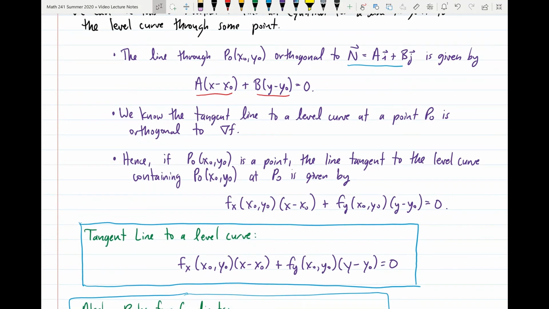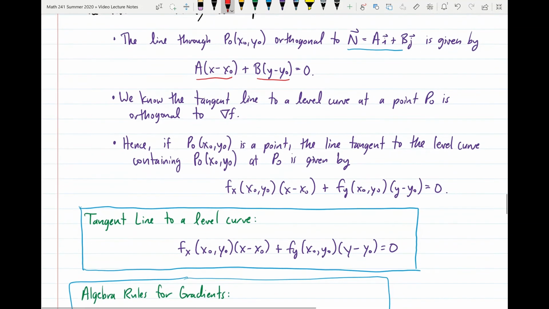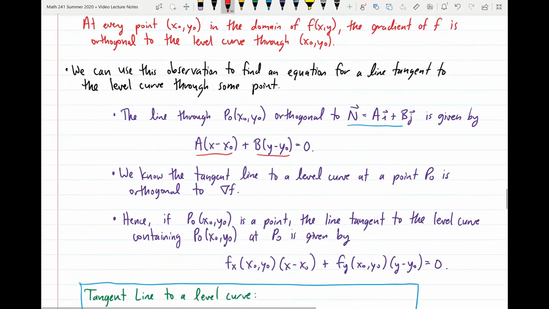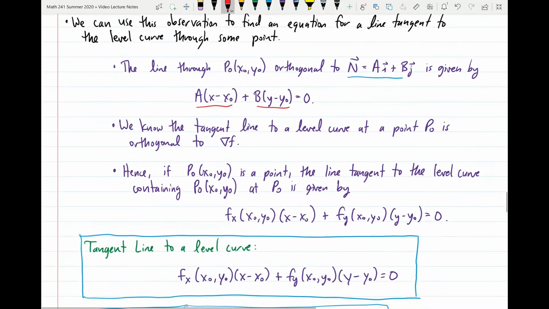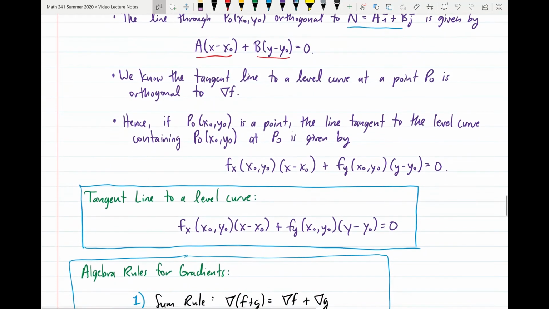Here we're doing a similar thing, but we're getting an equation for a line, where that line passes through the point P0 and is orthogonal to the vector n. So we just discussed above that the tangent line to a level curve at a point P0 is going to be orthogonal to the gradient of f, because a vector that is parallel with the tangent line at that level curve is going to be given by dr/dt. So we know that that's going to be orthogonal to the gradient vector of f.